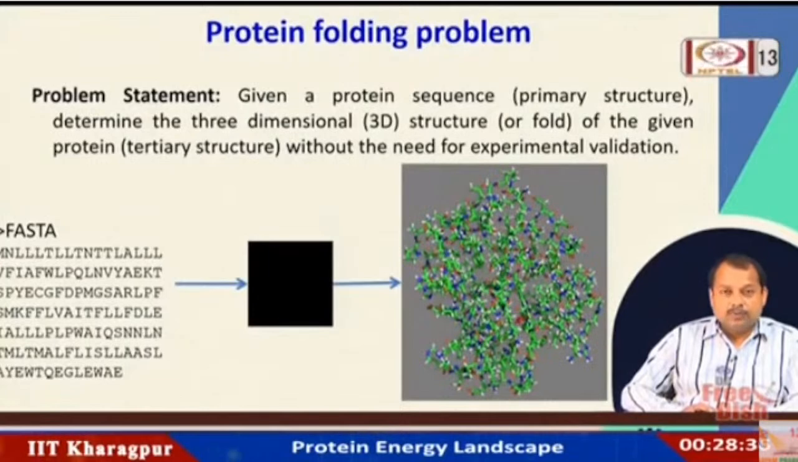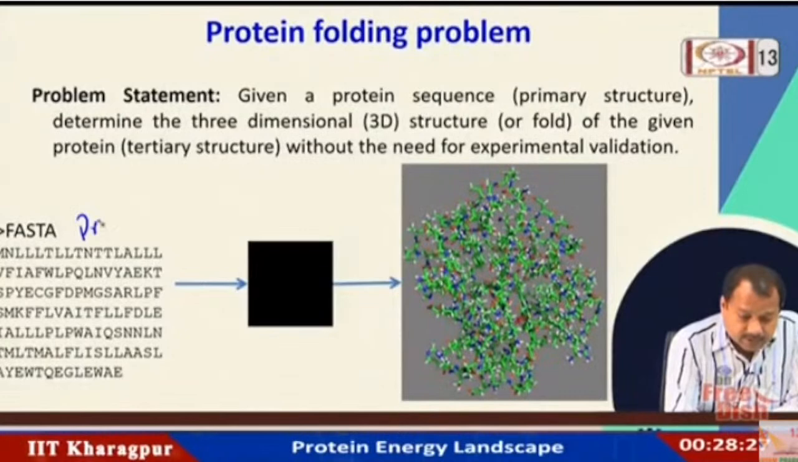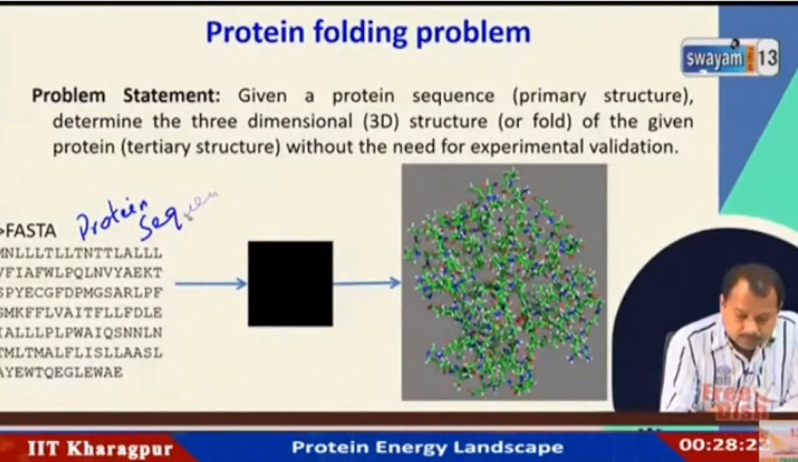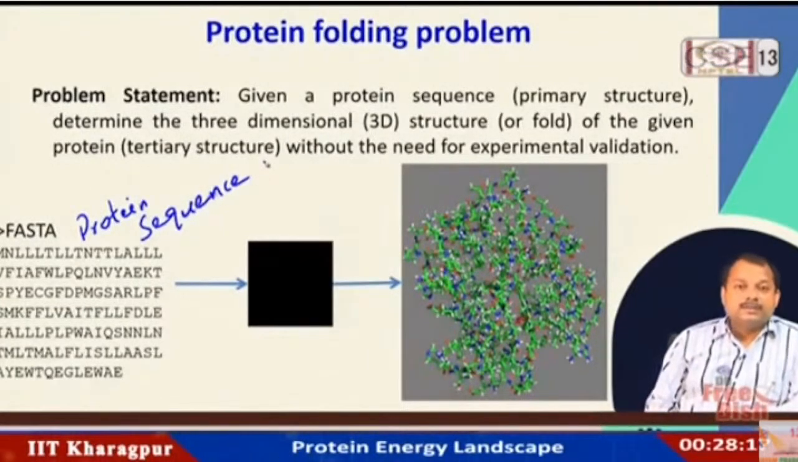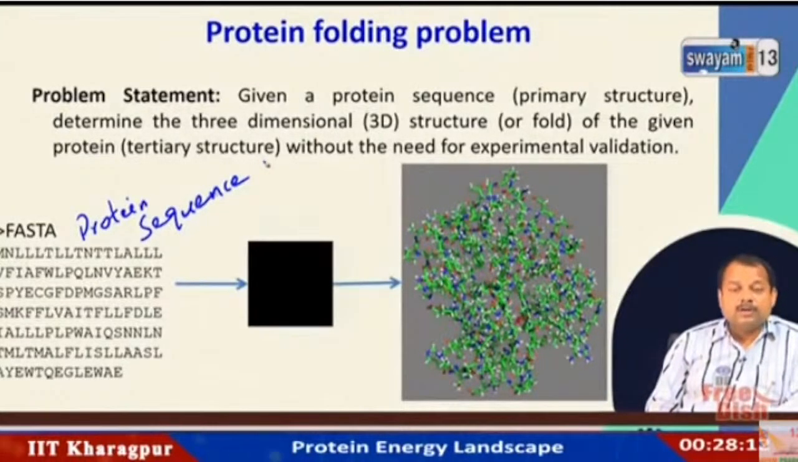So, FASTA is my input. Since it is a sequence, I am mentioning it as a FASTA, but you can consider that this FASTA is nothing but the protein sequence. You can also see it is a single letter code. M, the first one, indicates methionine, N the second indicates asparagine, L the third, fourth, fifth one indicates leucine, T indicates threonine, and so on.